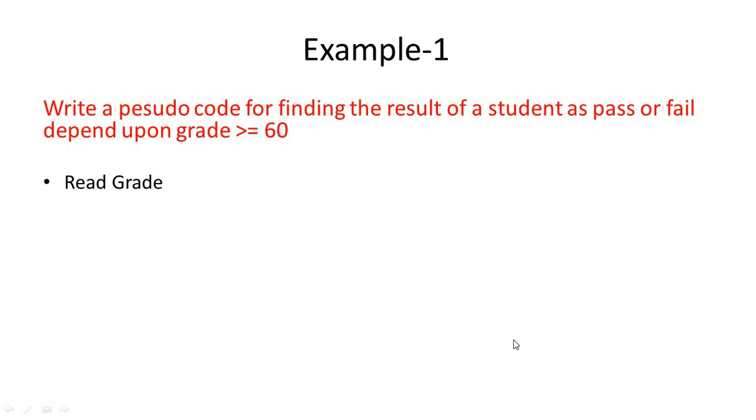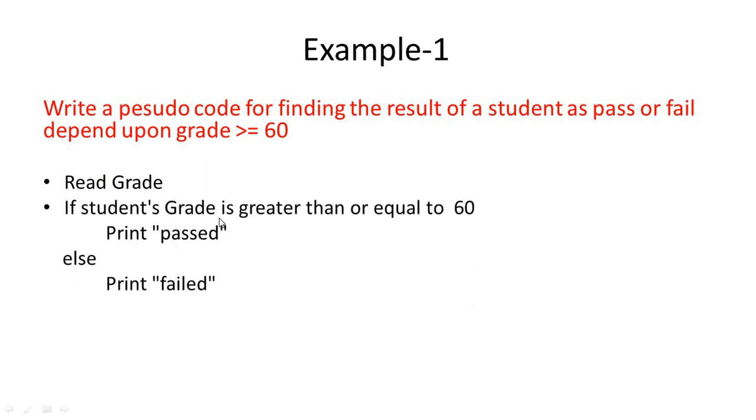We'll take one more example. Write a pseudocode to find the result of a student as a pass or fail depending upon the grade. So read the grade. If the student grade is greater than or equal to 60, then print pass, otherwise print fail.